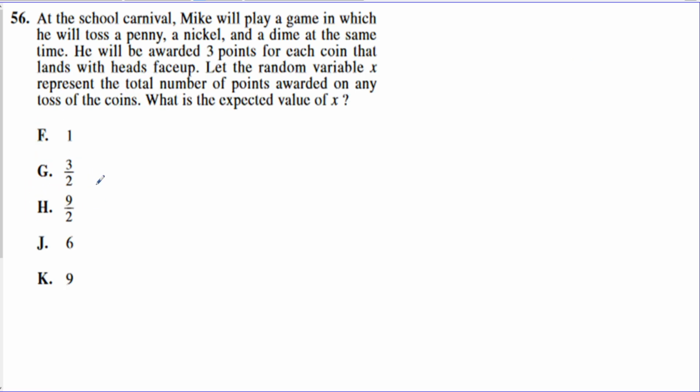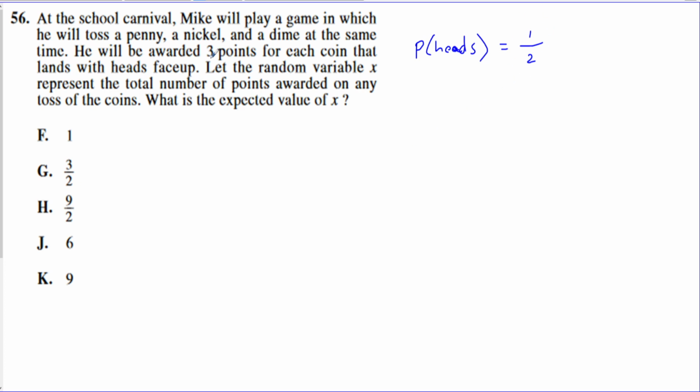Okay. Problem number 56. At a school carnival, Mike's playing a game in which he's tossing 3 coins at the same time. He will be awarded 3 points for each coin that lands heads facing up. Let's start with that before we get to the question. For each of these coins, we don't care that it's a penny, a nickel, and a dime. They all have a probability for heads of 1/2. Probability is always the likely outcomes, in this case 1 heads, out of the total possible outcomes. It could be heads or tails, so it's a 1 out of 2 chance.